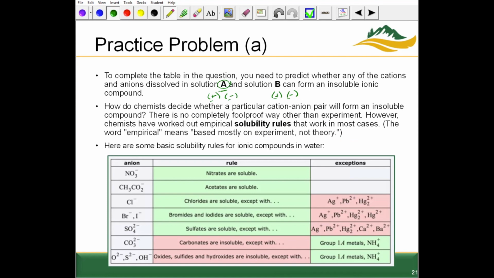There's no real foolproof way in knowing if they're going to form an insoluble or soluble precipitate. What we will work from are these general solubility rules. These do work in most cases, and this is another representation of those solubility rules. This table was provided by Alex. So for all these table representations, figure out which one you are comfortable working with, which one you're comfortable looking at to say, okay, nitrates are always soluble, chloride ions are soluble except with these exceptions. So it's just different representations of essentially the same information.